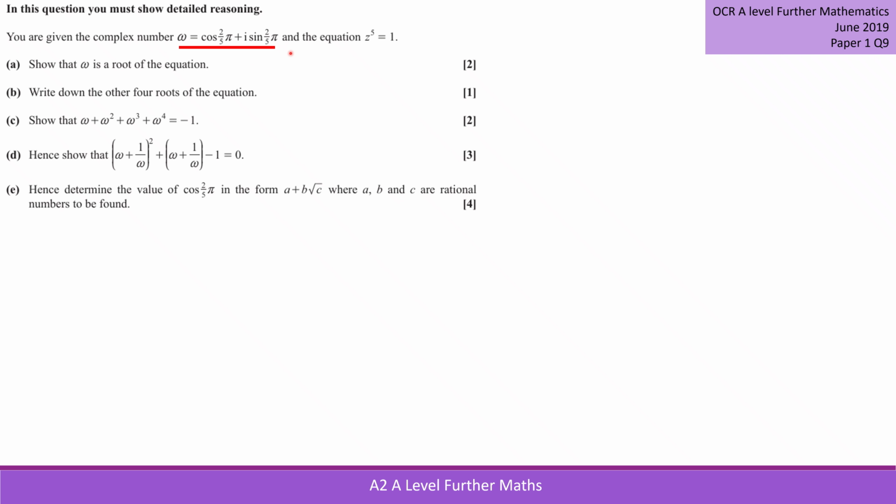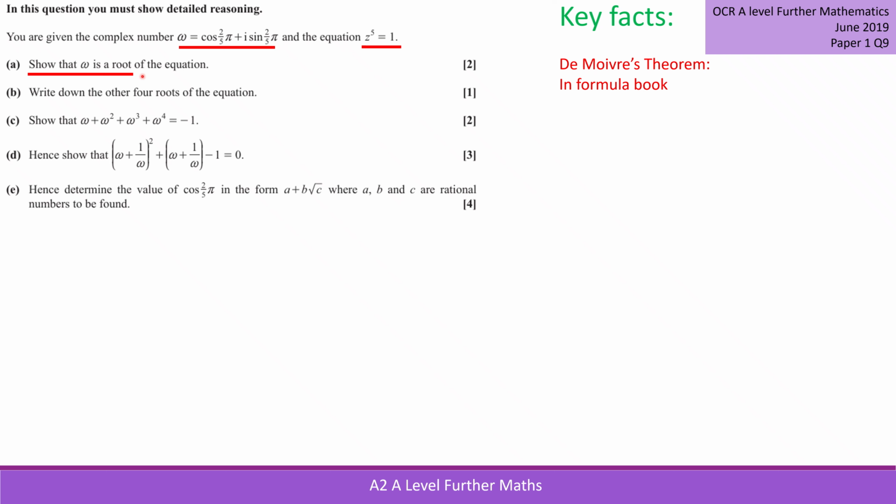So key bit of information, make sure you highlight it in the question. You can write on the exam papers. Okay, these two first bits of information are really important. Now part A says show that omega is a root. Okay, so you've got to show something as a root. And remember, whenever you're trying to find anything as a root, basically the answer is going to be 0 when you substitute it in.